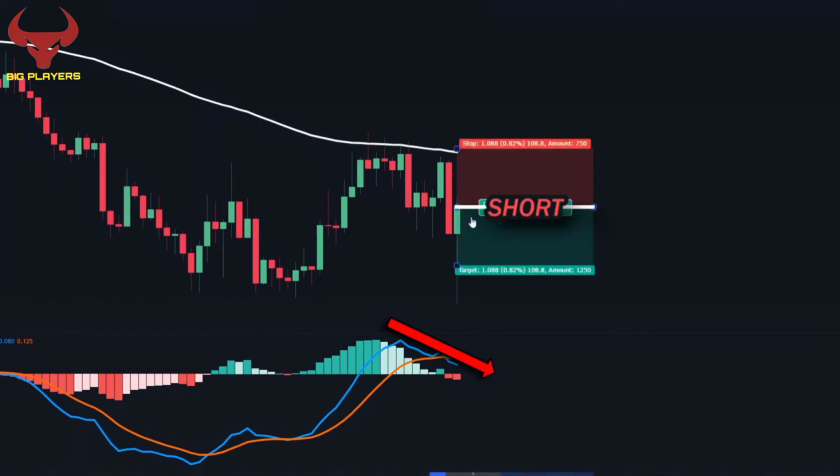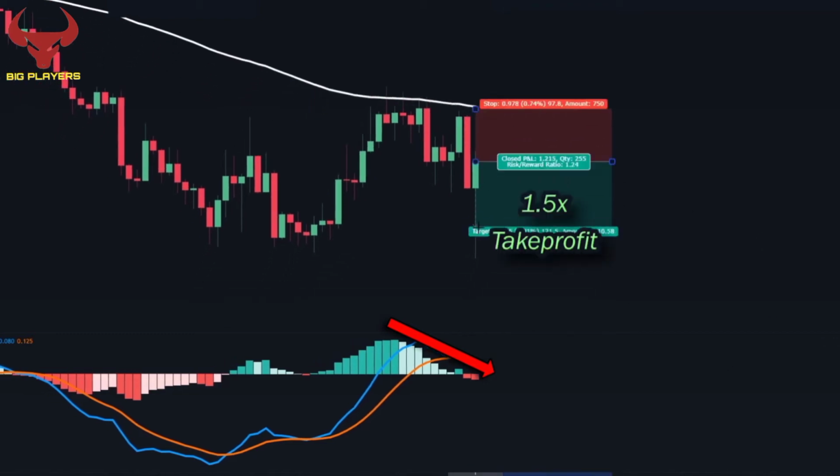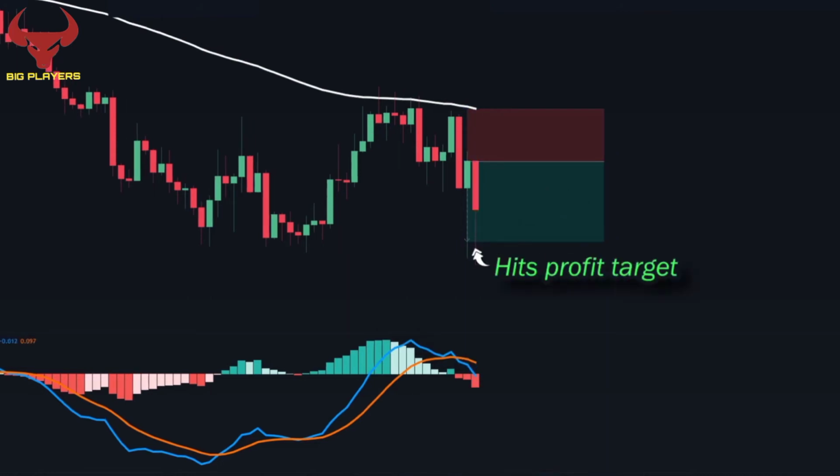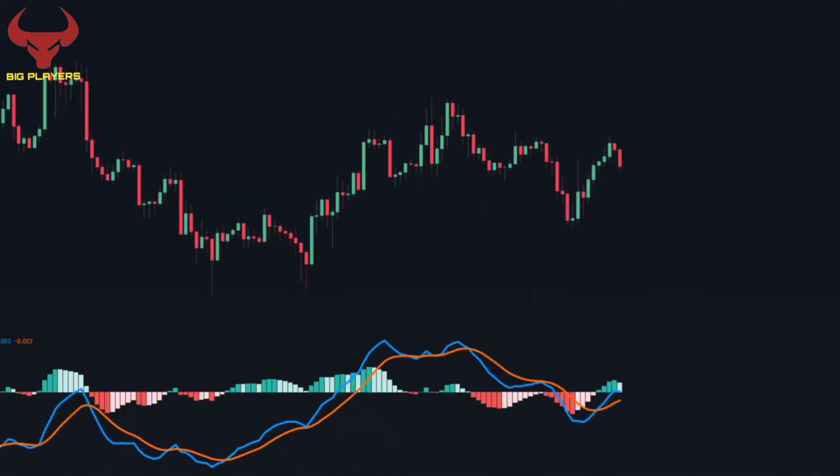short. Now for your stop loss, place it above the nearest swing high and set your profit target at 1.5 times your stop loss. And as you can see, the price hits our profit target, and so this counts as a successful trade. So that was a simple MACD strategy for beginners that you can use.